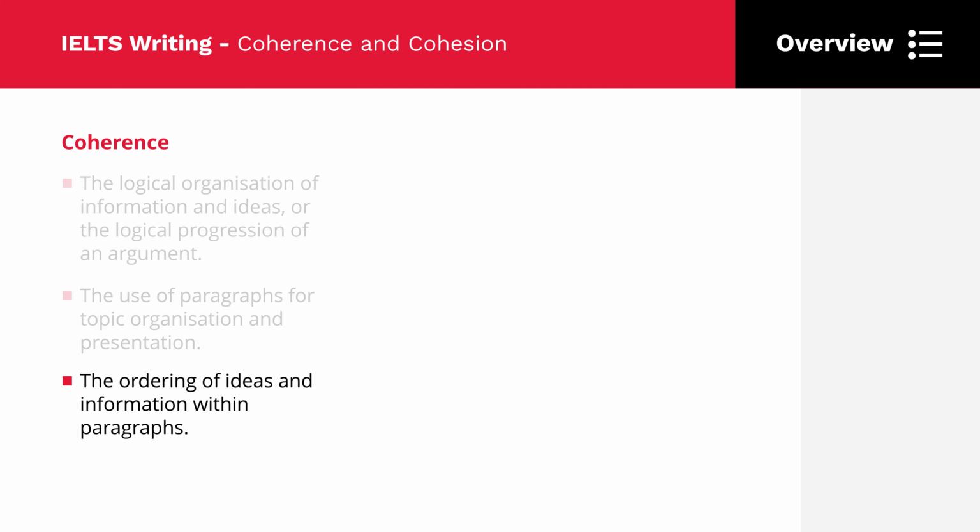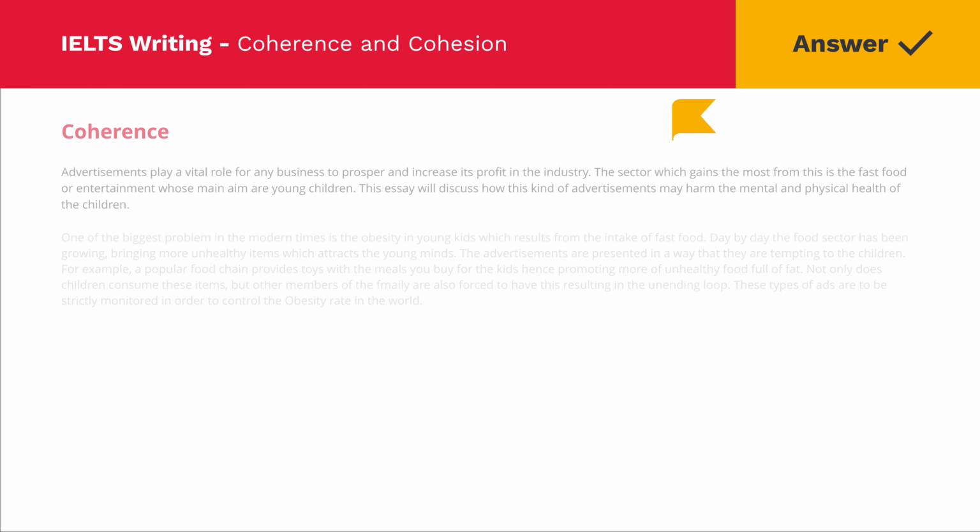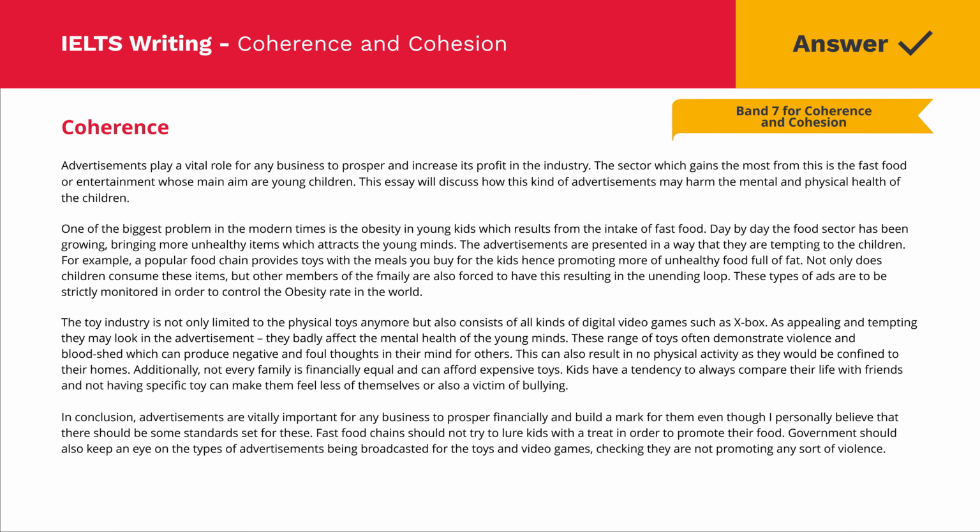Finally, coherence can also be affected by the sequence or order you write your ideas and information within the paragraphs. This means the information and ideas in paragraphs need to be logically organised too. In this example, we can see that the candidate has organised their response into 4 paragraphs. It's very clear where each paragraph begins and ends, which is important.